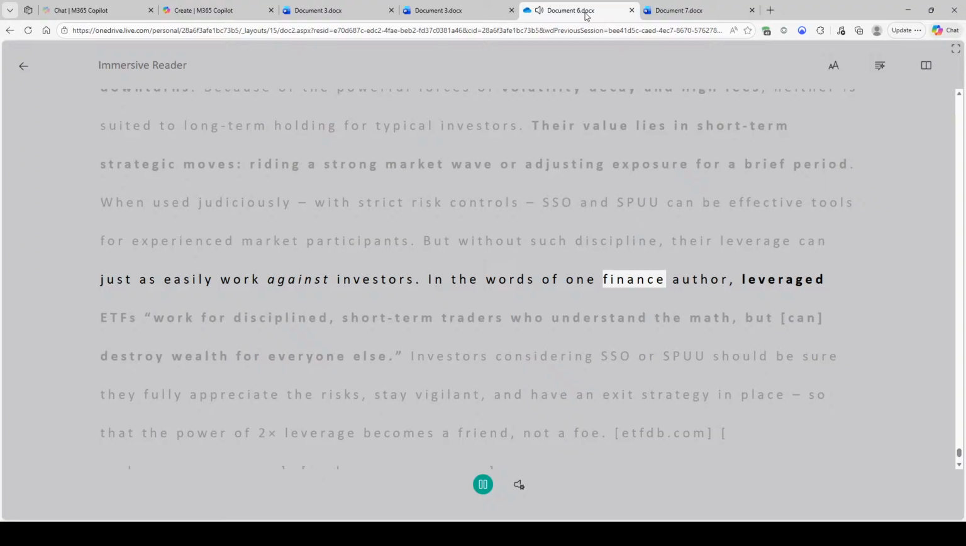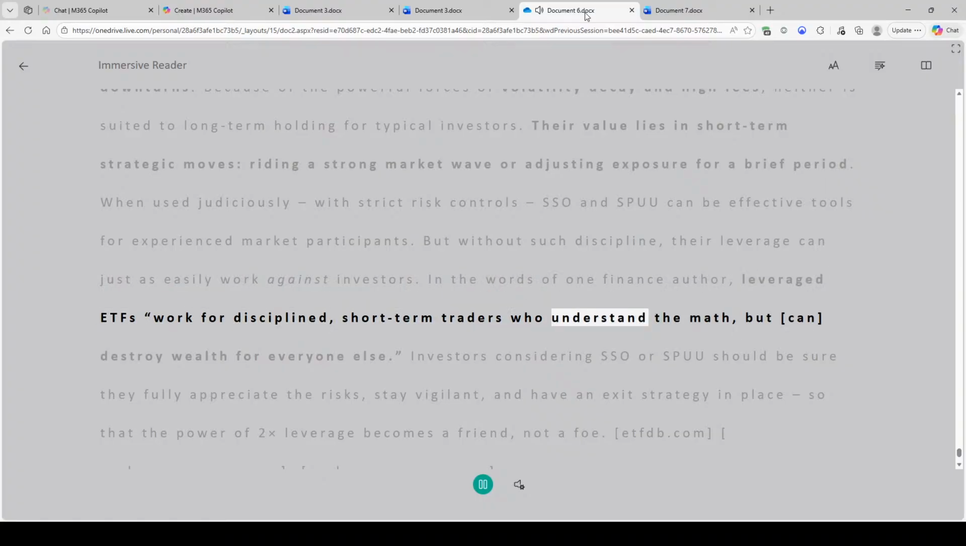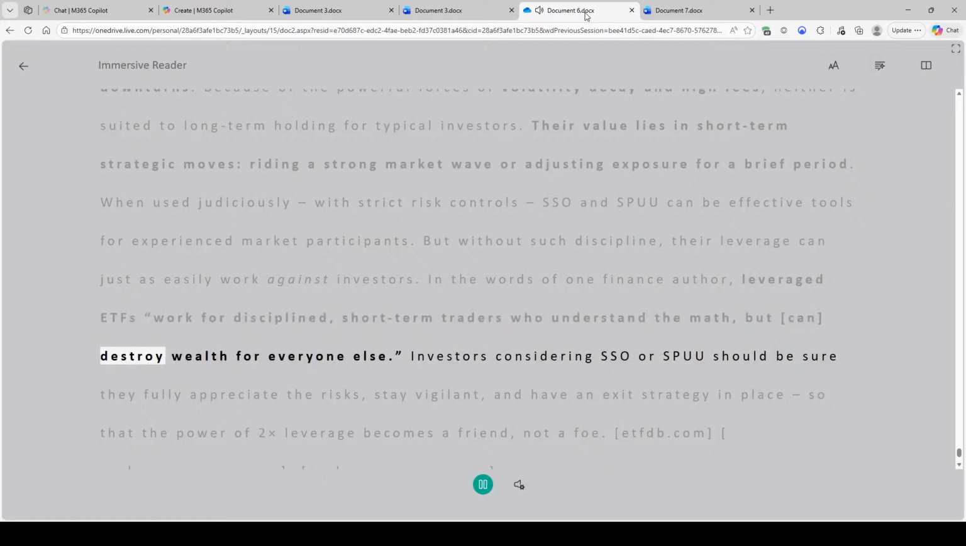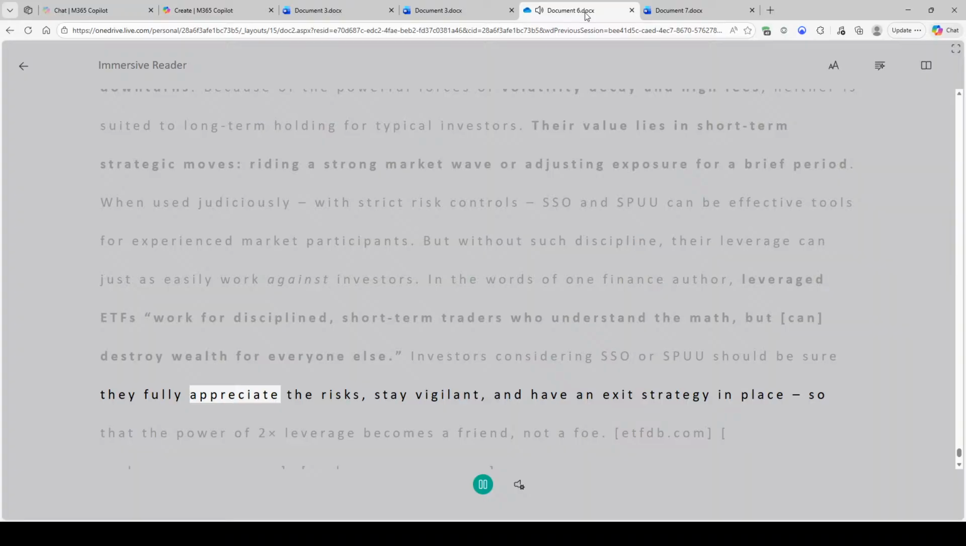In the words of one finance author, leveraged ETFs work for disciplined, short-term traders who understand the math, but can destroy wealth for everyone else. Investors considering SSO or SPUU should be sure they fully appreciate the risks, stay vigilant, and have an exit strategy in place so that the power of 2 times leverage becomes a friend, not a foe.